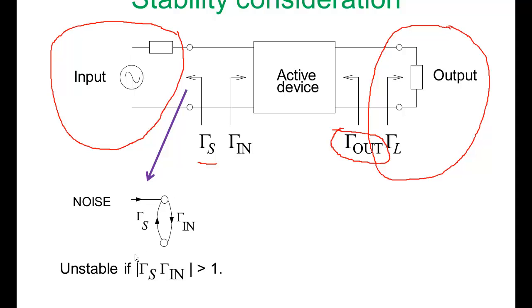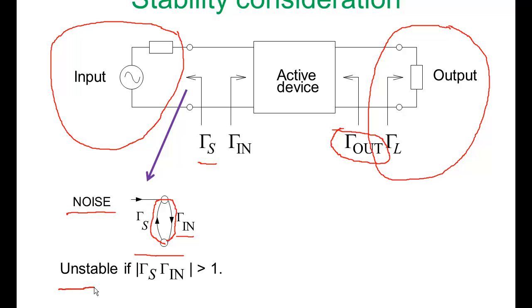Here we have a signal flow graph representation with the reflection coefficient looking into the input matching network from the active device, and the reflection coefficient looking into the active device. Now if this loop around the signal flow graph has a magnitude greater than 1 and the phase is right, then there will be oscillation, because of course there will be always some noise. So a little bit of injection of noise into this feedback loop and the circuit could go unstable.